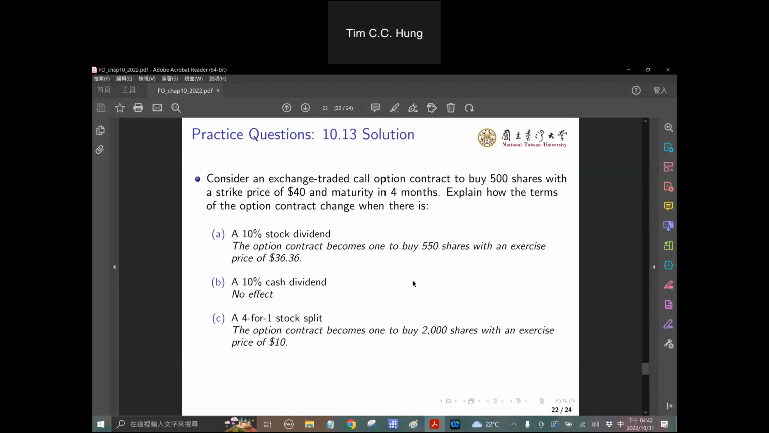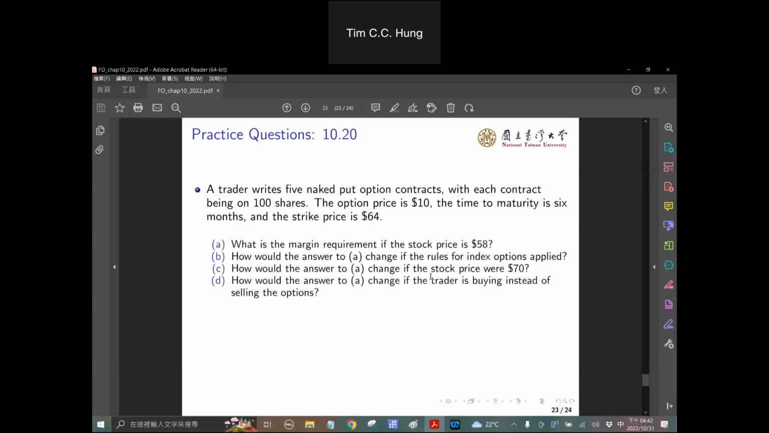That's it. The second question asks you for calculations about underwriting naked options and the margins. A trader writes 5 naked put option contracts, with each contract being on 100 shares. That means he's selling a put position to buy 500 shares of the stock. The option price is $10, the time to maturity is 6 months, and the strike price is $64. What is the margin requirement if the stock price is $58?